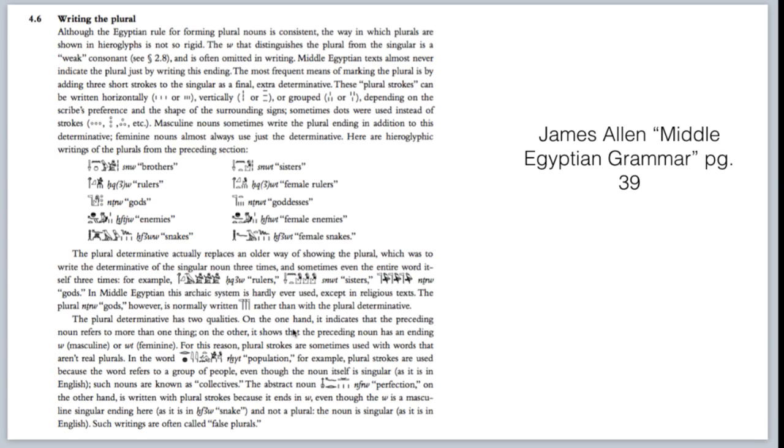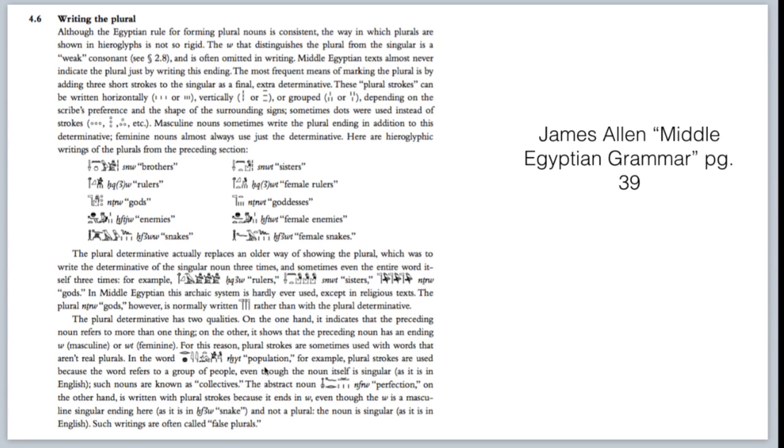And so he goes on to explain that the 3 strokes are not always a sign of plurality. He shows abstract nouns have the plural stroke, but they're not plural. They refer to them as false plurals. You see it at the bottom of the page. This may be small for you to read, but you can pause this and read the whole page here.